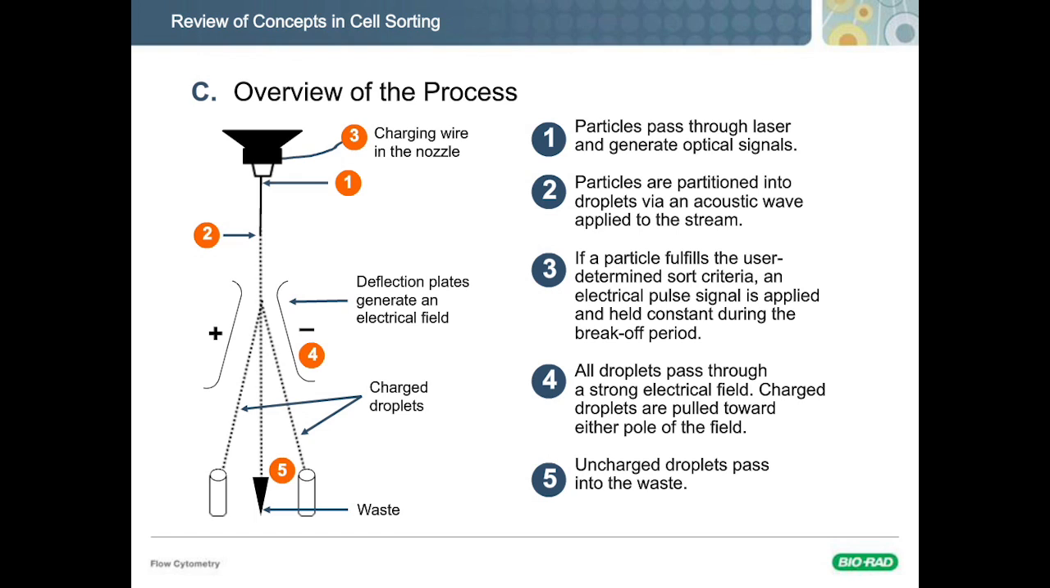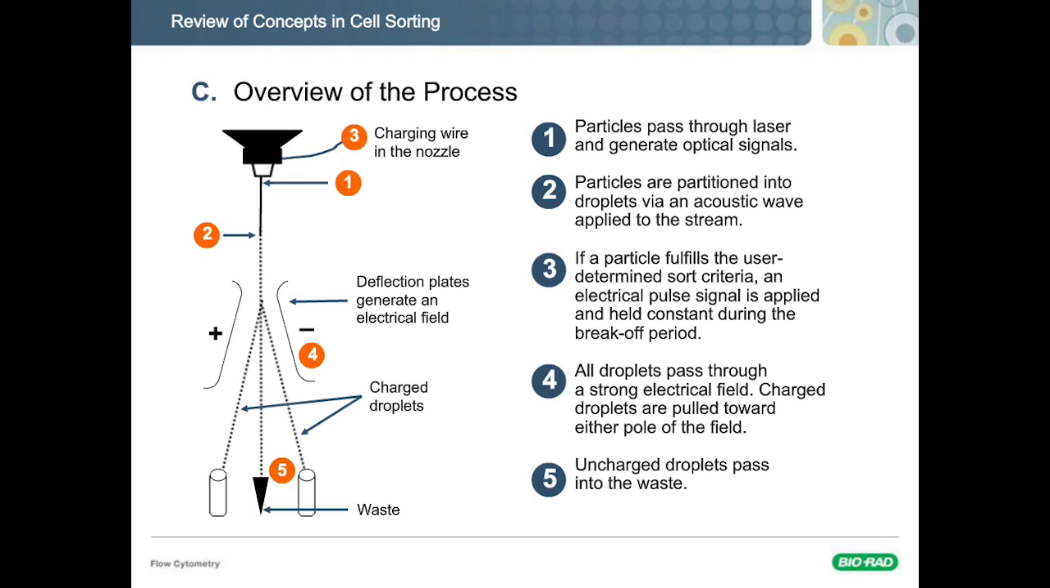As those droplets break off, we want them to break off with a charge. So before they break off, we use the charging wire to apply a voltage. If we want a positive voltage, we obviously put positive on it, and we can do negative, and that gives us 2 different charges for 2 different directions.